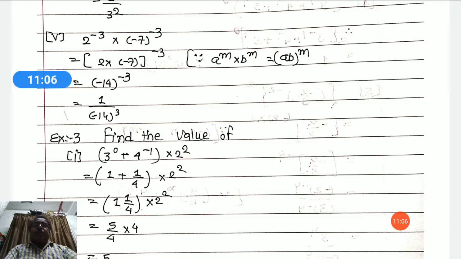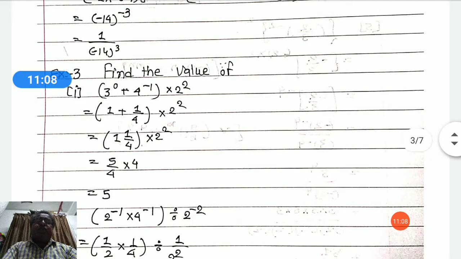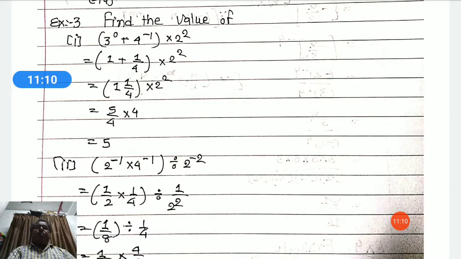Now example number 3. Find the value of the first example. (3^0 + 4^(-1)) multiplied by 2^2.